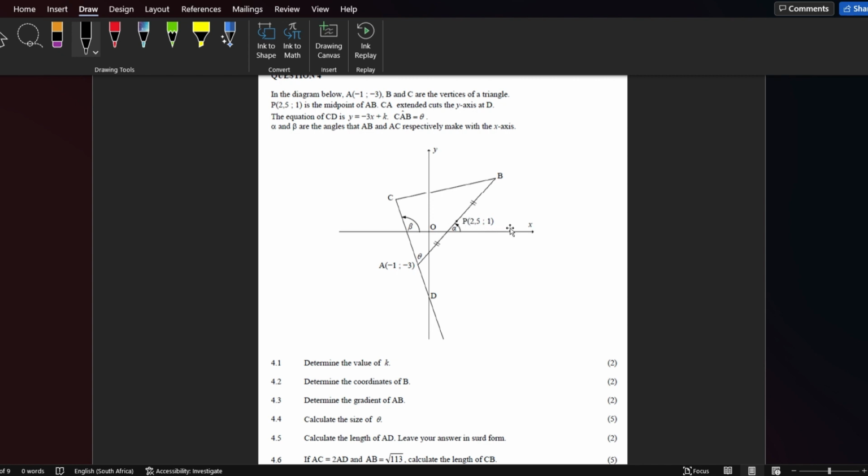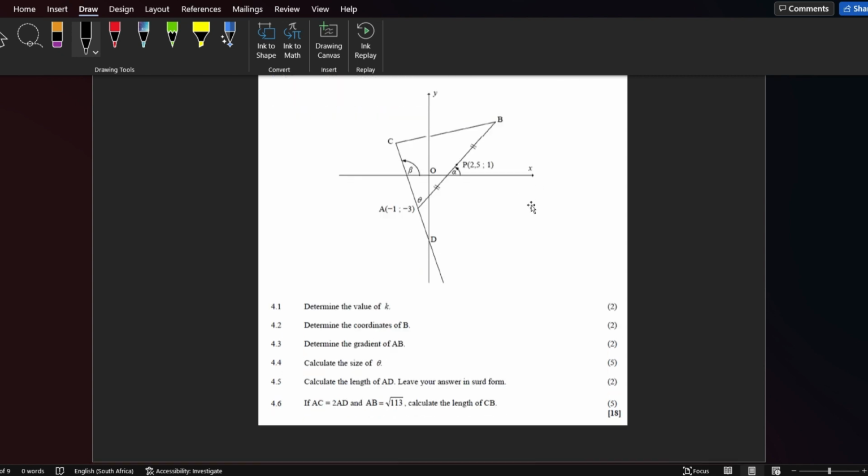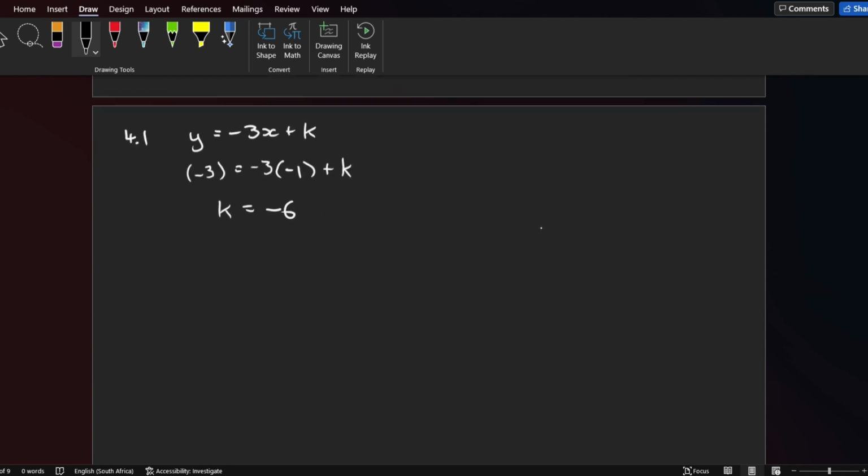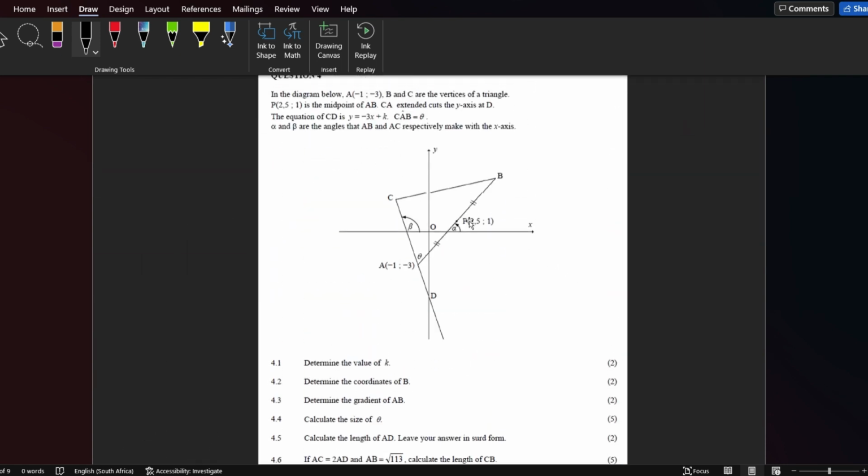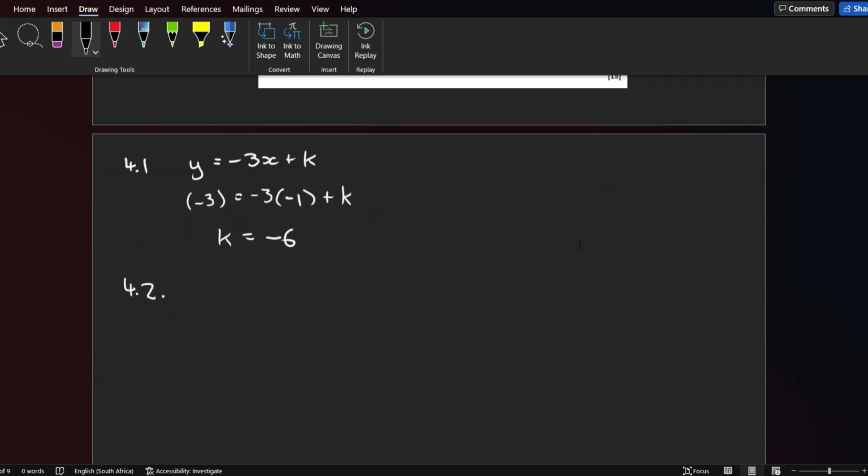Then you can use your midpoint calculation to solve for the coordinates of that unknown point, even though both the x and y values are unknown. So let us show that by means of a calculation. So question 4.2, we are given the coordinates of P, and we know that the x coordinate of P is equal to the x coordinate of A plus the x coordinate of B divided by 2, and the y coordinate of P is equal to the y coordinate of A plus the y coordinate of B divided by 2.